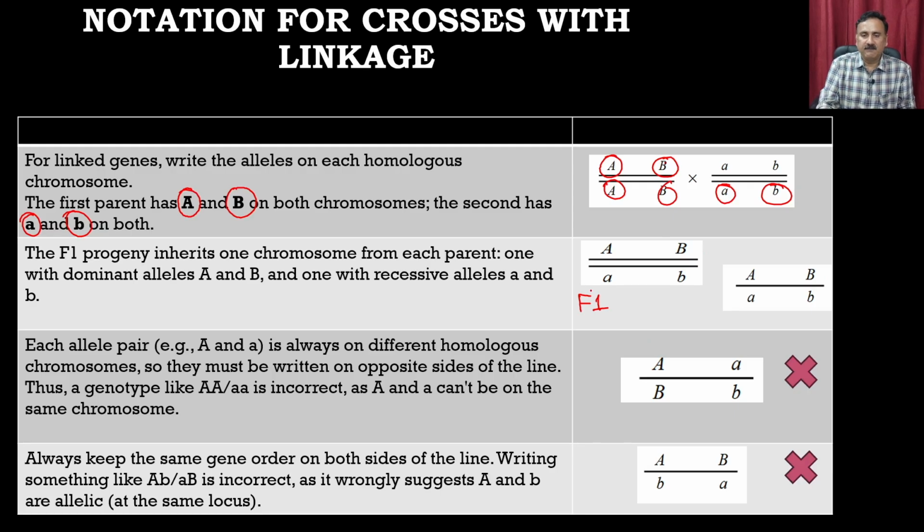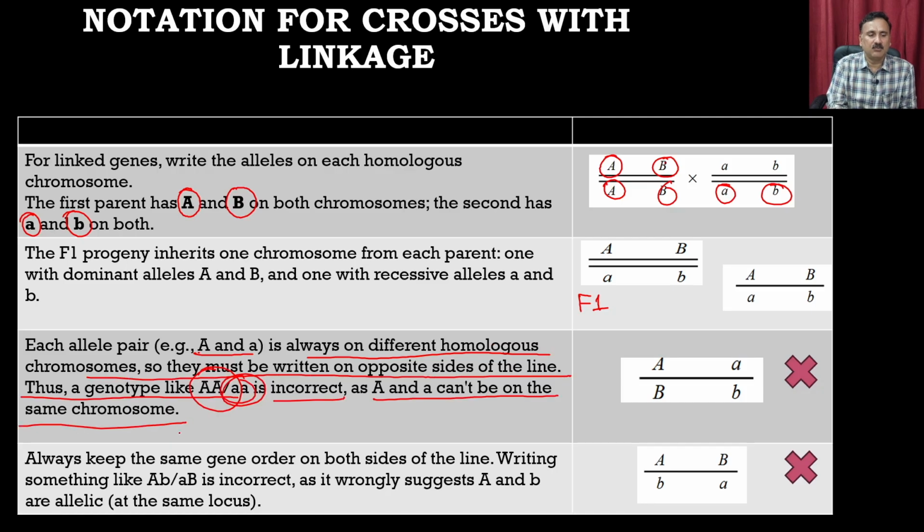Now, each allele pair, that is the A and small a, is always on different homologous chromosomes. So they must be written on opposite sides of the line. Thus a genotype like capital A small a on the same side is incorrect, as A and small a cannot be on the same chromosome. Always keep the same gene order on both sides of the line. Writing something like AB over small a is incorrect, as it wrongly says that A and B are allelic at the same time. So this is all shown here. So this is the F1 generation situation. So you basically have to write like this, right?